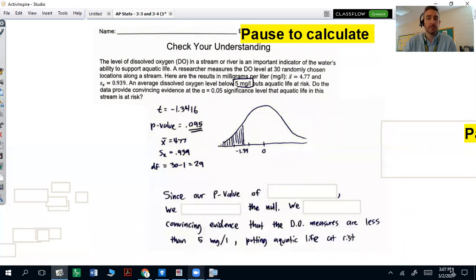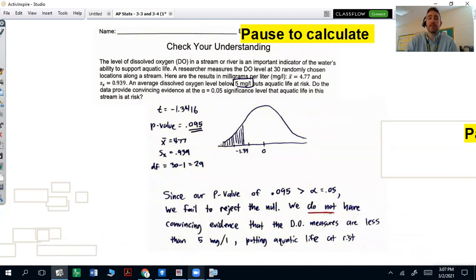We're going to make our conclusion. So what do you conclude? I say since the p-value of 0.095 is greater than your alpha, we fail to reject the null. That means we do not have convincing evidence that the dissolved oxygen measures are less than 5 milligrams per liter, putting aquatic life at risk. So we assume that the stream is good, essentially. All right, well, that is the lesson.